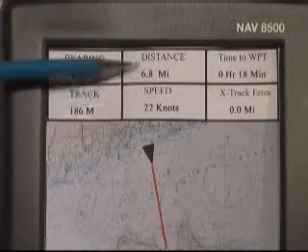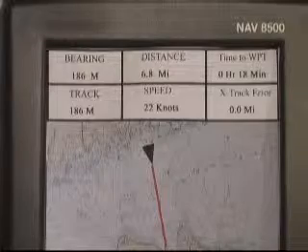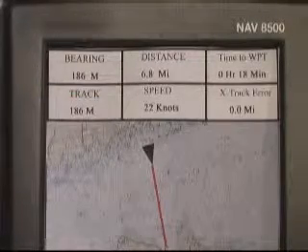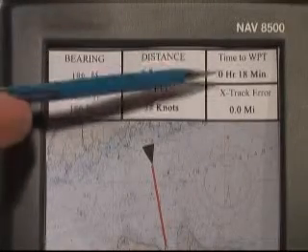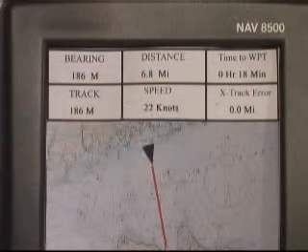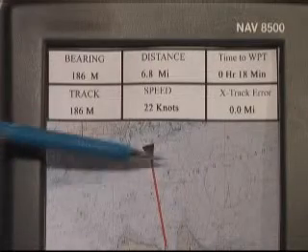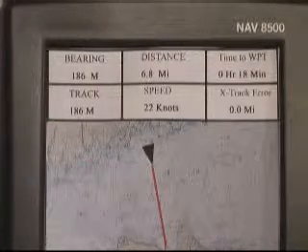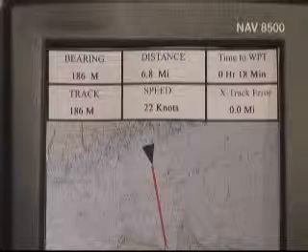Distance, at this position, we're 6.8 miles away. Our boat speed right now is 22 knots. The time to go at this speed is 18 minutes, and our cross-track error is 0 miles. The cross-track error is how far we are off of our course line, and right now we're right on course.